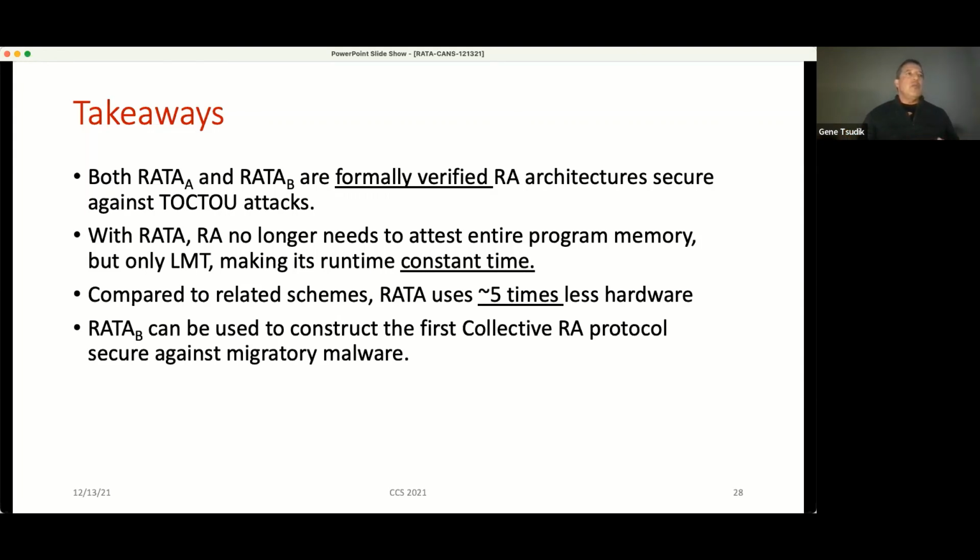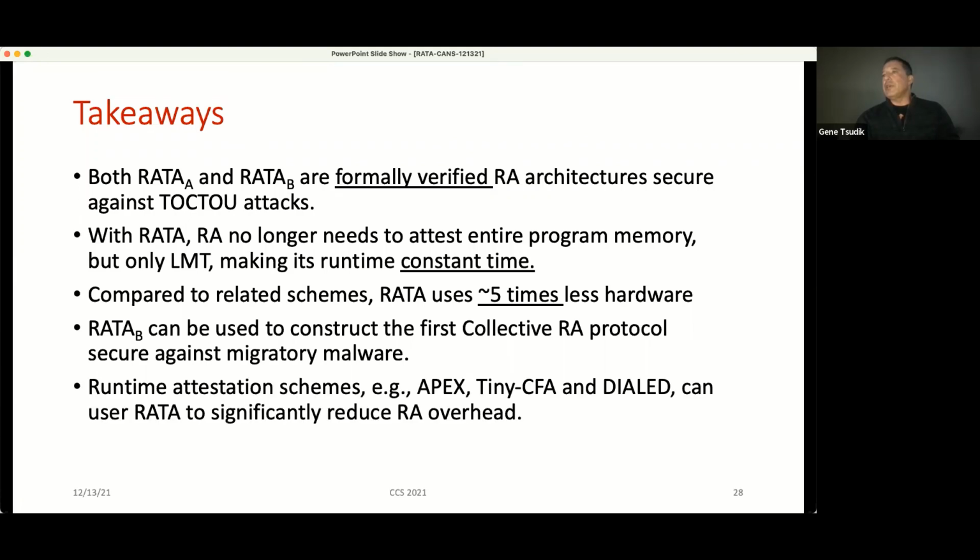computation. But collective remote attestation is essentially a way of attesting more efficiently a large number of identical devices. And so we believe that RATA B can be used in that context. So that's a subject of ongoing work. And then, of course, other attestation schemes, like I mentioned a few here, like Apex, TinySif, and DAL, can be used also together with RATA to significantly reduce the overhead of remote attestation.